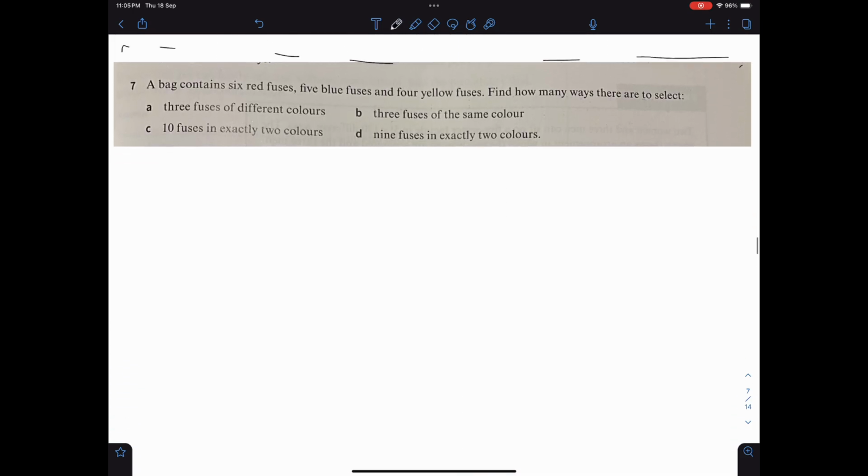Now here, in the next question, we've got a bag of 6 red fuses, 5 blue fuses, and 4 yellow fuses. And we want 3 fuses of different colours, it says here. So you'd do 6 choose 1 to get a red fuse, 5 choose 1 to get a blue fuse, and 4 choose 1 to get a yellow fuse. So 6 times 5 times 4 is 120.